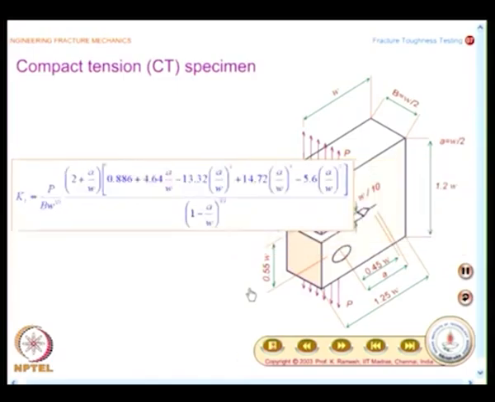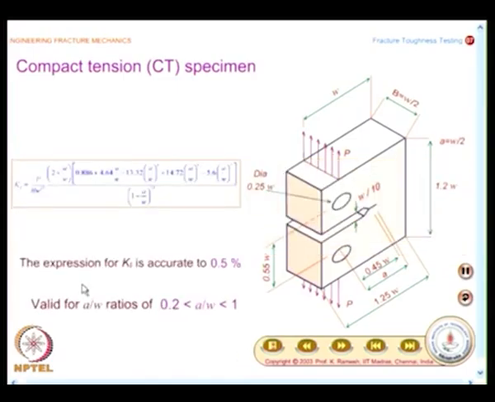And the standard also gives what is the accuracy. The value of K1 is accurate up to 0.5%. This is valid for A by W ratios between 0.2 and 1. And I had said you will have A by W hovering around 0.5. That is how all the specimens are mentioned in the case of fracture toughness testing.